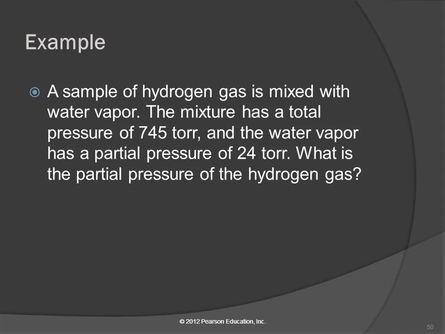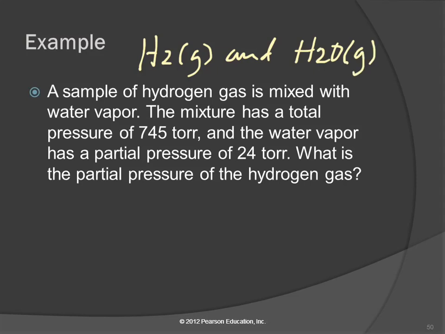A sample of hydrogen gas is mixed with water vapor. So what we have here is hydrogen gas and water vapor, water in the gas state. So we have two gases. The mixture has a total pressure of 745 torr. The water vapor has a partial pressure of 24 torr. What's the partial pressure of the hydrogen gas?